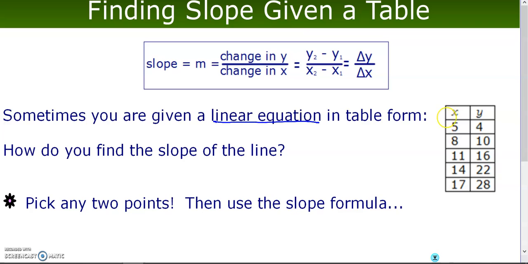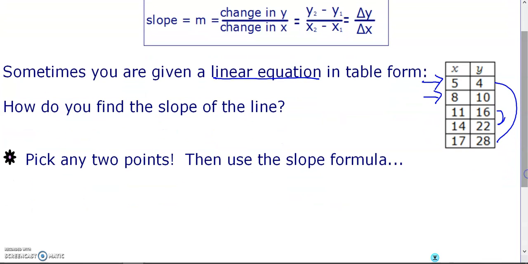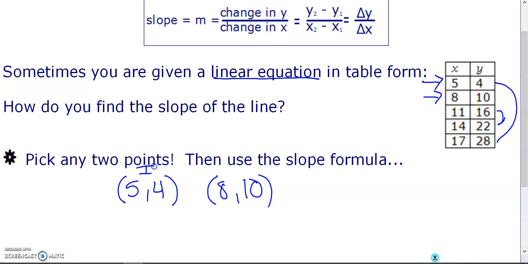So I'm going to go ahead and just work on the first two ordered pairs. But you could pick the first and the last. You could pick the two in the middle, whichever works for you. And then go ahead and calculate your slope. So I have two ordered pairs. I've got 5, 4, and I have 8, 10. I'm going to call this one ordered pair 1, that one ordered pair 2, so I know how to place it correctly in my slope formula.